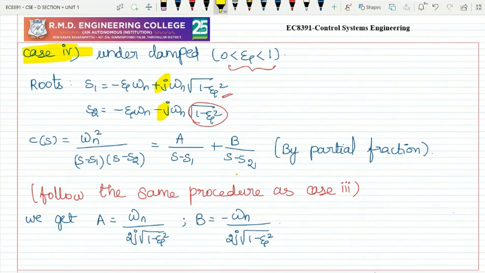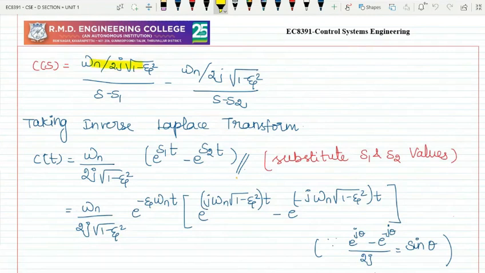Then as usual I'm going to take s1 and s2. The same procedure you followed for overdamped, you are going to follow here: A by s minus s1 and B by s minus s2. Now we are taking the partial fraction. I'm getting the A and B values as they are. Now going to substitute in the response. This is my A value, this is my B value, and the common term I am taking outside. My final answer will be e power s1t minus e power s2t.